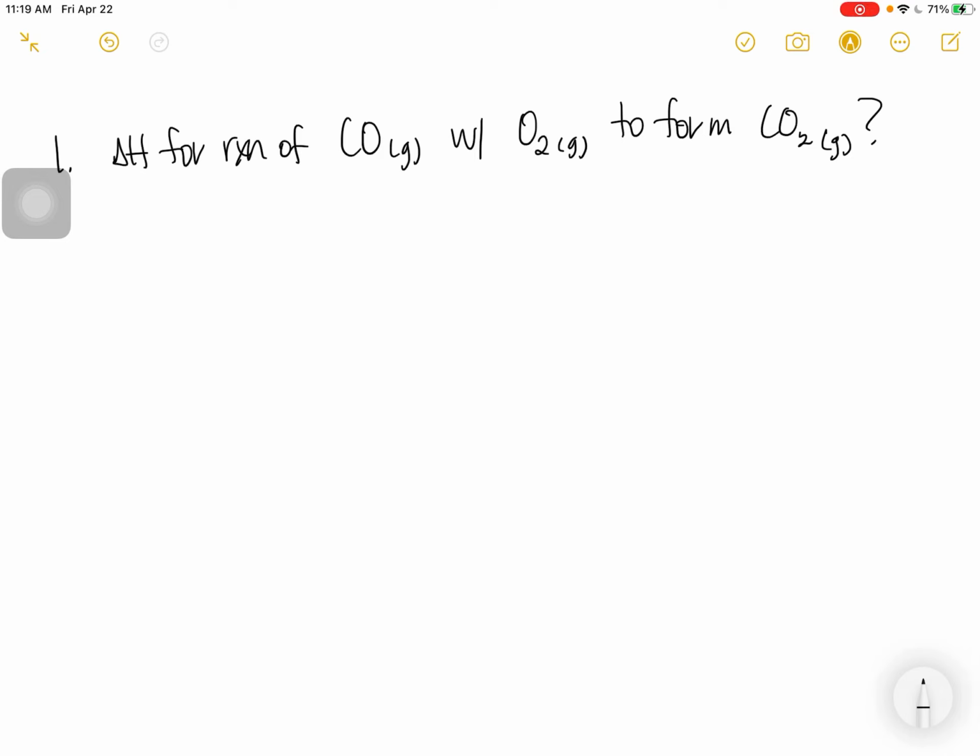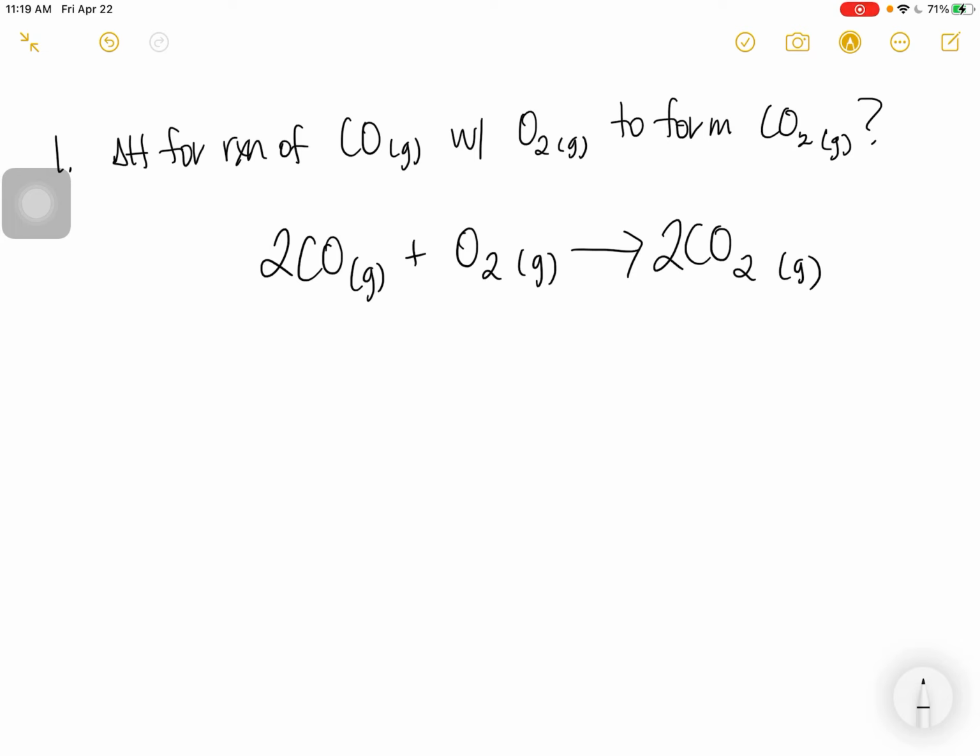So I'll do an example. My example is: calculate delta H for the reaction of CO gas with O2 gas to form CO2. Before we do anything, we need to write a reaction. So my reactants are CO and O2, making CO2. Of course, I have to balance this reaction before I can do any delta H calculation. So 2, 1, 2. And of course, my goal is to find delta H for this reaction.